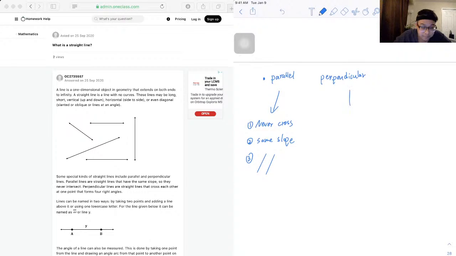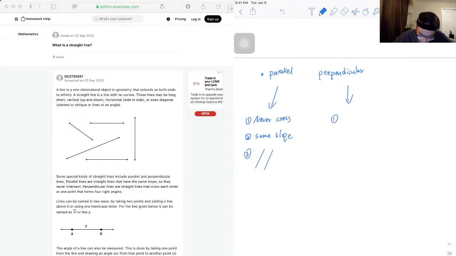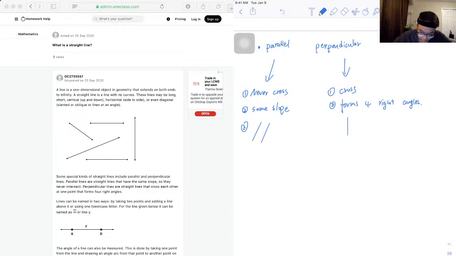And for perpendicular, they are straight lines that cross each other at one point and form 4 right angles. So cross and form 4 right angles. Examples could be something like this. As you can see here, it forms 4 right angles, which are 90 degrees each.